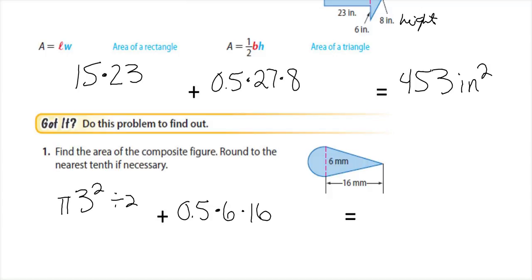And it came out to 62.1 millimeters squared. Okay? All right, so if I need to go over this one again, this is a semicircle here. Okay, so there's my semicircle, and then this part is the triangle.